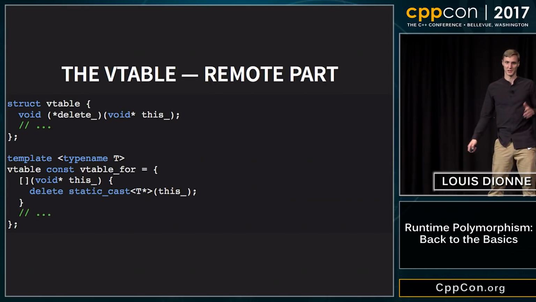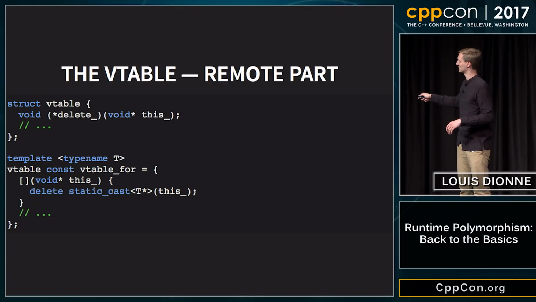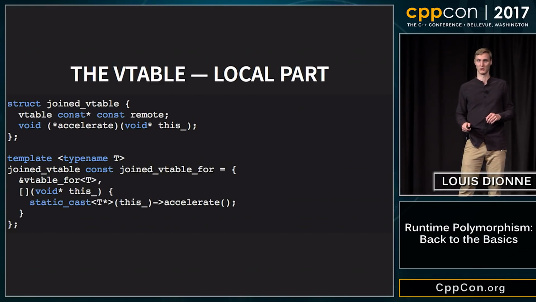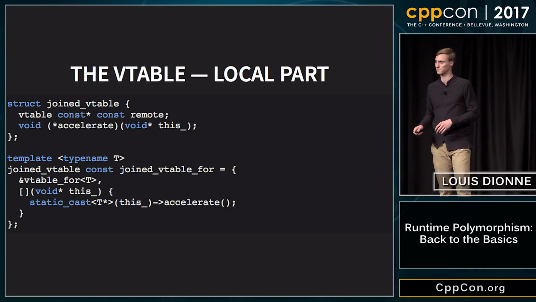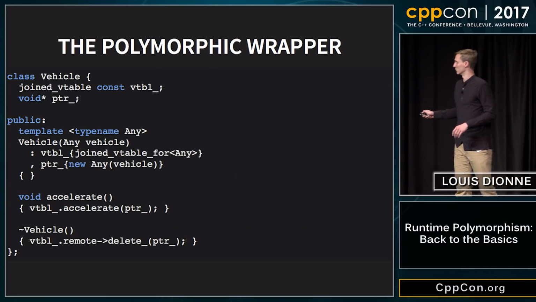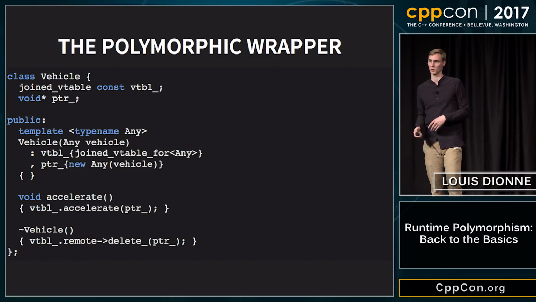The way you could implement this is by having a vtable that's the remote part of the vtable, which has the destructor and whatever you don't care about. So the cold part there. And then you have a local part which has a pointer to the remote part and has whatever functions you care about. The polymorphic wrapper would be a little more complicated, but basically it would reach sometimes in the remote part, sometimes in the local part.